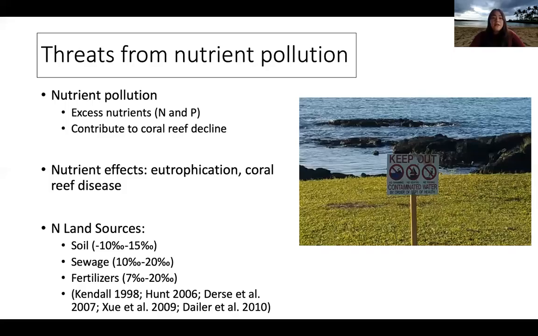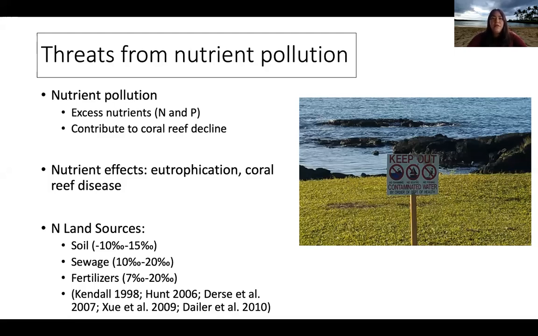And also, these excess nutrients can also affect corals through increasing the prevalence of coral reef diseases. And so, as I said, I'll be talking more about the nitrogen portion. Excess nutrients can come from land-based pollutants such as soils, sewage, fertilizers, etc. And they all contain nitrogen within them.